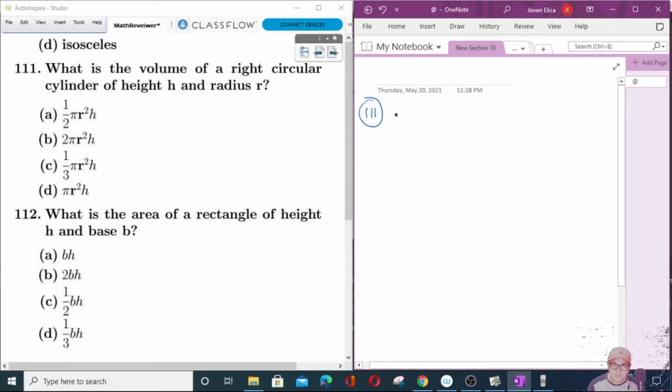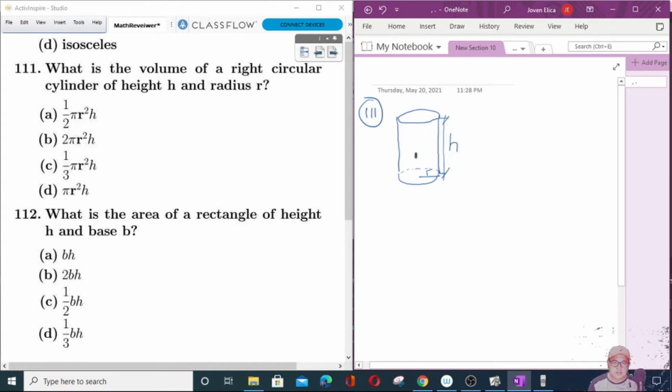So if we're going to draw a right circular cylinder, for example, this one, the cylinder. It's like the shape of a sardine can. So the given is the height. This is the height, based on the problem, and we have the radius r.